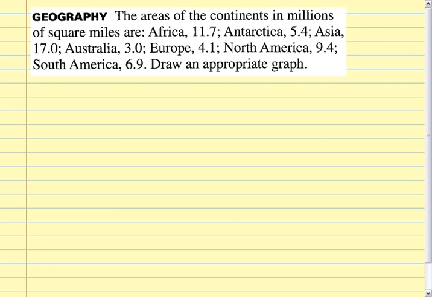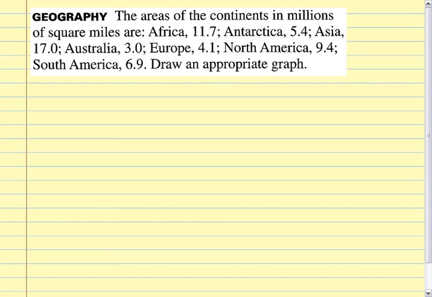Well, I could think about a bar graph, a pictograph, and a line graph. But line graphs really help me when I'm looking at one thing or a couple of things and how they change over time. I'm not looking at that here. I'm comparing quantities from different areas. So for this one, I'm going to want to use a bar graph.